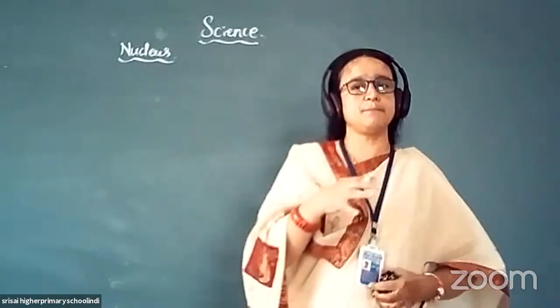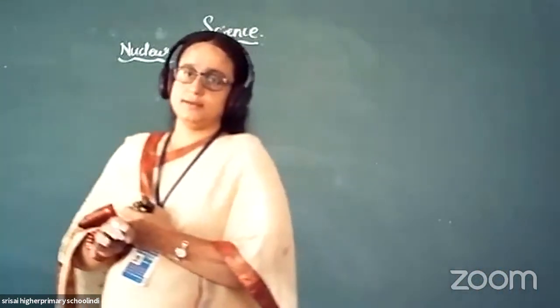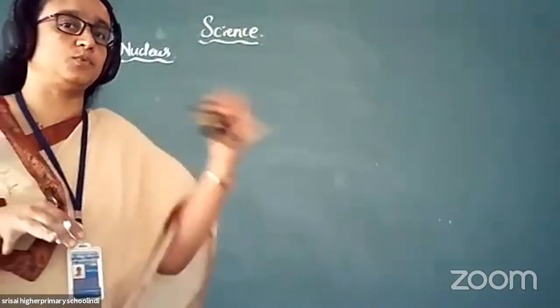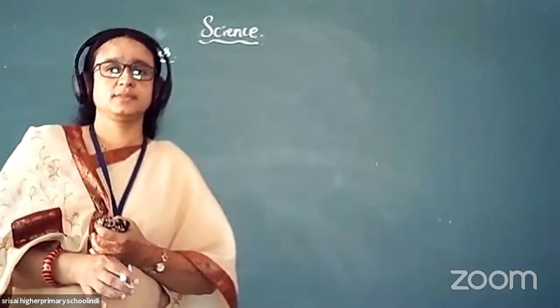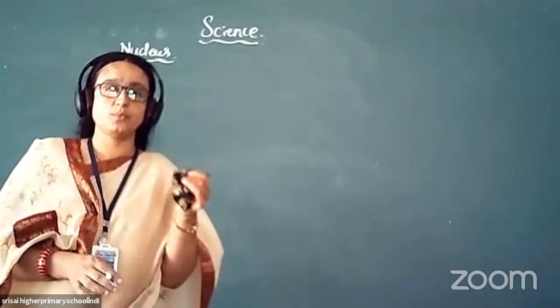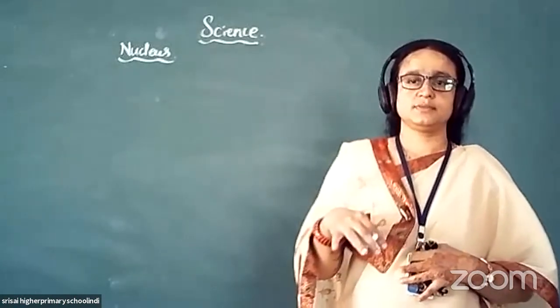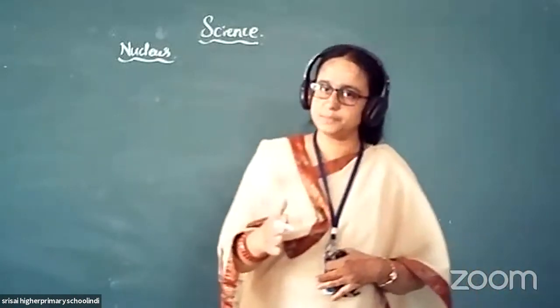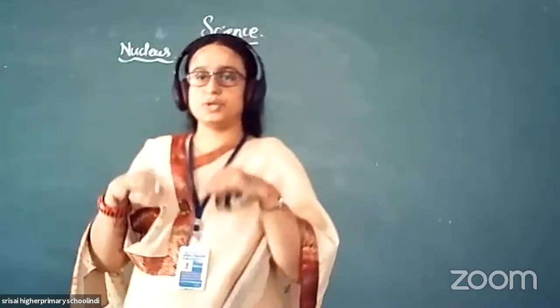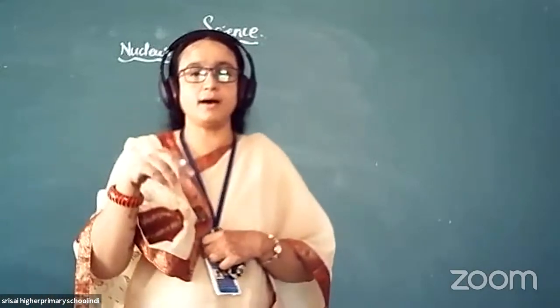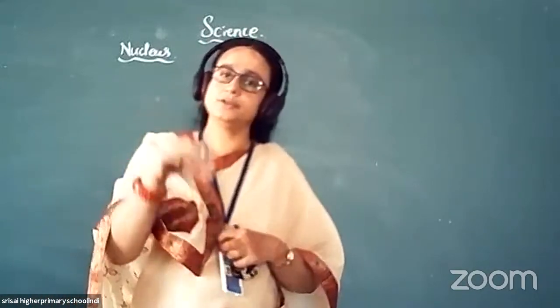Which sample was taken? Very good, we had taken the cheek cells, and we compared the cheek cells to some other cells. What were those cells? Onion. Very good, they were onion cells. In both the samples, did you see the nucleus? Yes, ma'am. In both cells, you were able to see a central dark spot, and that is called the nucleus.